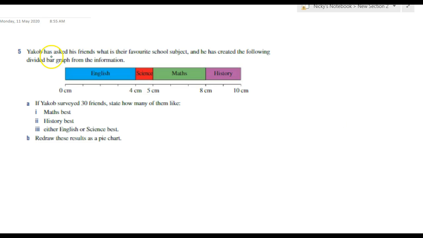Okay, so Jakob has asked his friends what their favourite school subject is, and he has created a divided bar graph from the information. So the first thing to notice on this question is that it's 10 centimetres long. Luckily it's been divided up into 1 centimetre blocks, so it's very easy to read. They've even written the sections there for you as well.